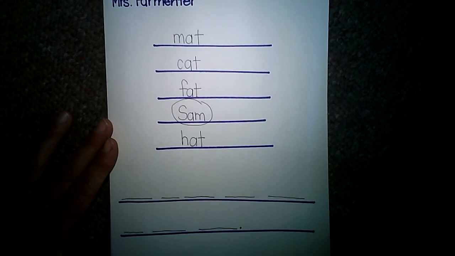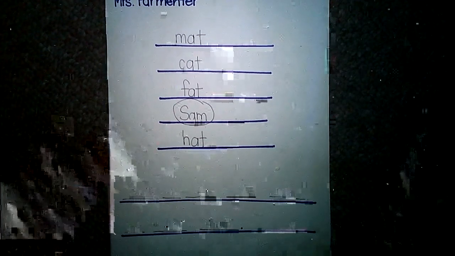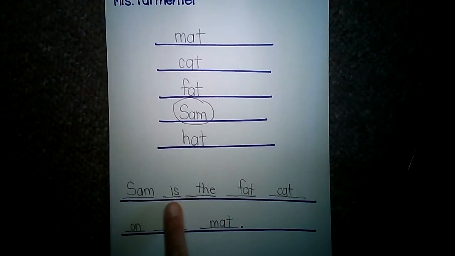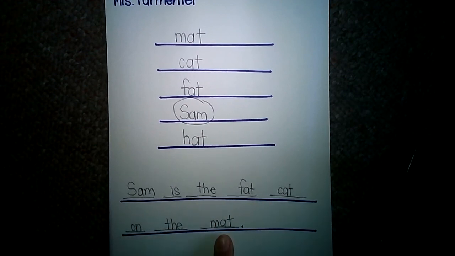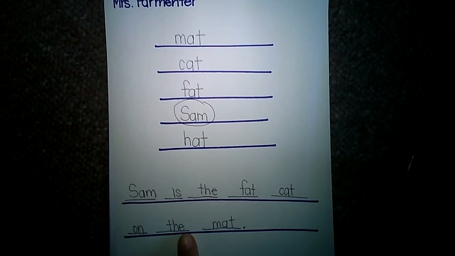Go ahead and pause the video, write your sentence, and then check your sentence when you are finished. Sam is the fat cat on the mat. Now check your sentence. Sam is the fat cat on the mat. Did you write each word the correct way?